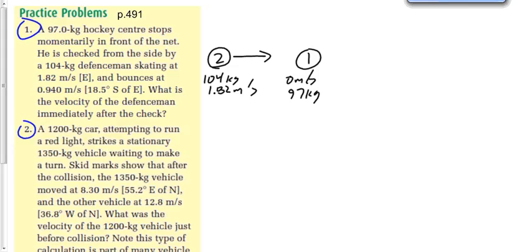Now, after the collision takes place, let's say this is our collision point. It says the hockey center, it's checked, and the hockey center bounces at 18.5 degrees south of east. So the hockey center, player 1, is going downwards here at 18.5 degrees at a velocity of 0.940 meters per second.